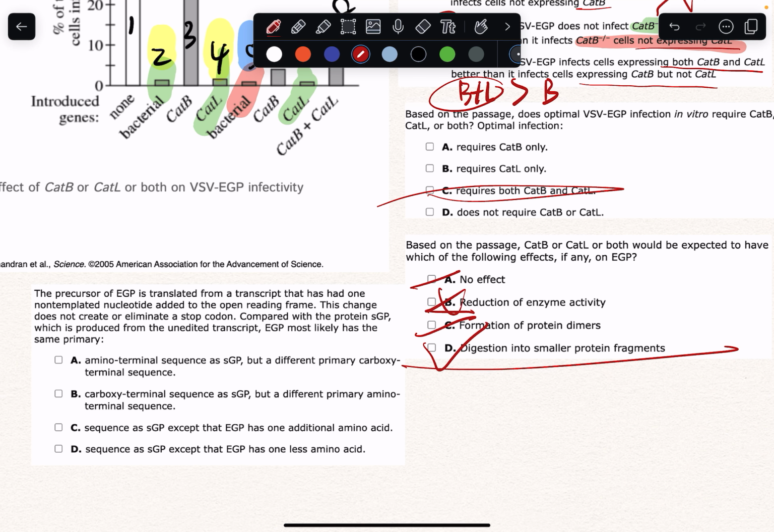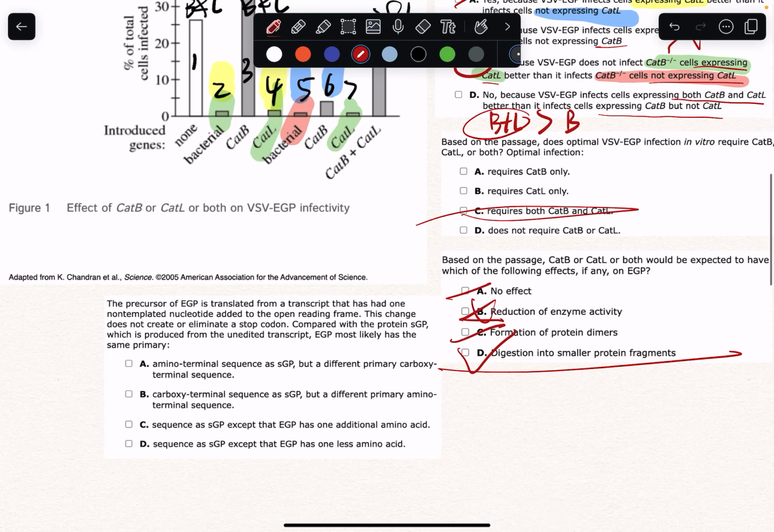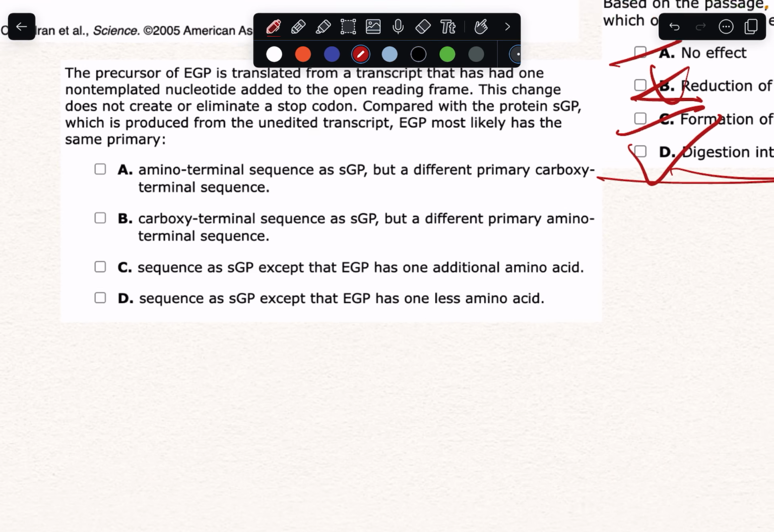So I can cross out B now, because B is just ambiguous. I don't know if that's an enzyme or not. But I do know that proteases do digest the proteins into smaller protein fragments. So D is my best answer. All right, the last one.